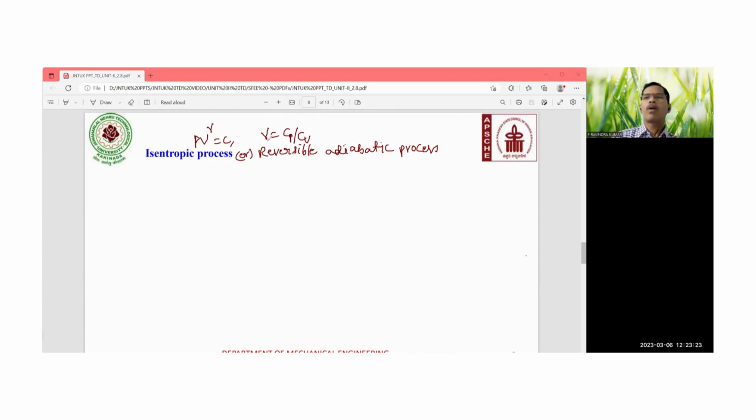So this is nothing but a property. You can call it the isentropic index. Gamma is nothing but the isentropic index.